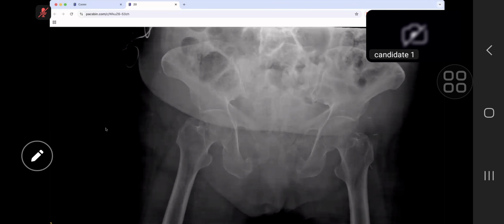Okay, so after the fall, there appears to be a fracture of the inferior pubic rami on the right side, and also there is diastasis of the pubic symphysis as well. So I would like to further correlate this with the other images, and then refer to the orthopedic team.